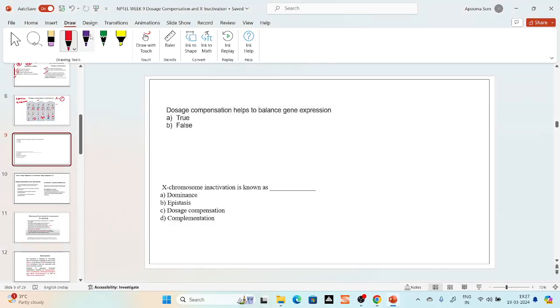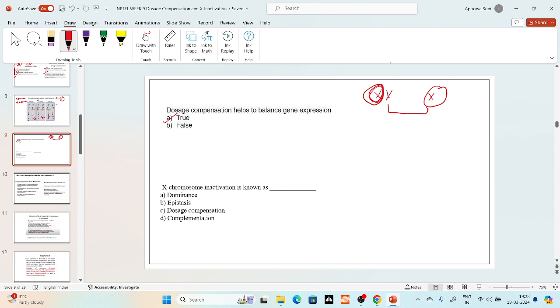Just now we have studied that dosage compensation helps to balance the gene expression, because in females there are 2 X chromosomes, in males there is only 1 X chromosome. So to balance the expression of X chromosome, one of the X chromosomes has to be inactivated in the case of mammals, and in the case of Drosophila and C elegans different mechanisms are there, but the overall logic is to compensate the expression. So the answer is true. Okay, now next question, easy.